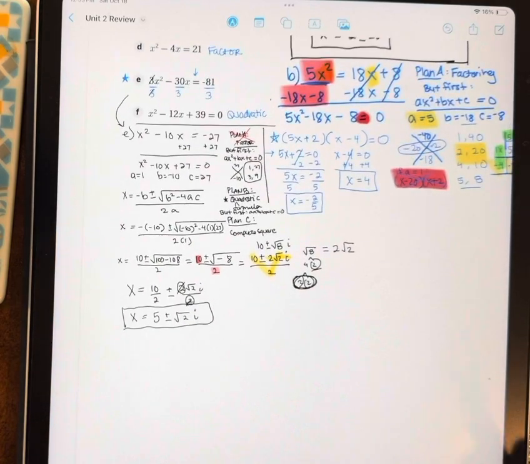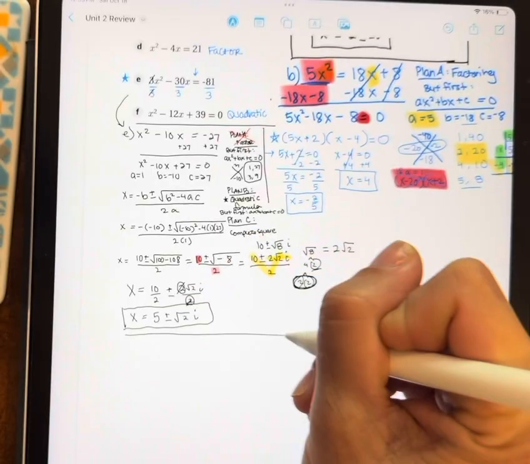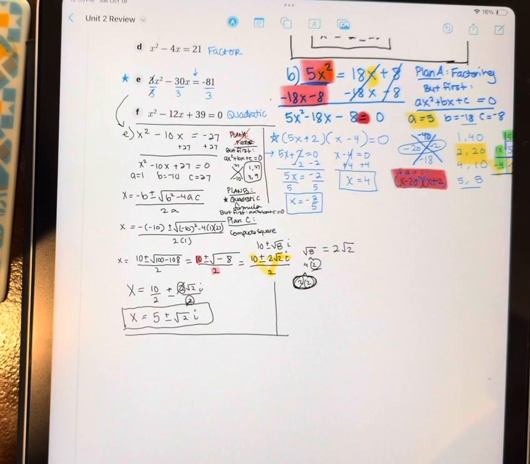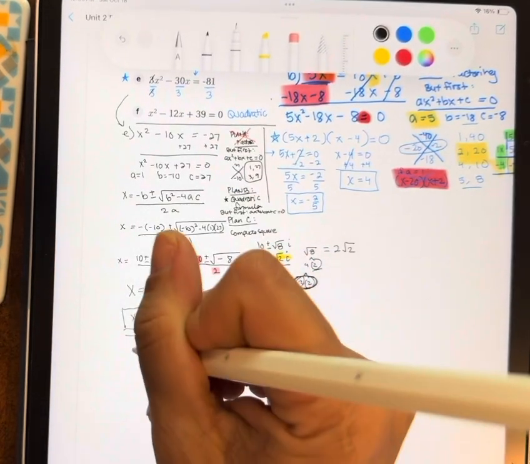Let's look at plan C, completing the square. Because maybe after seeing it, you'll actually decide, you know what? Completing the square is my plan B from now on. I will tell you this. Because, let's start with what we started with.